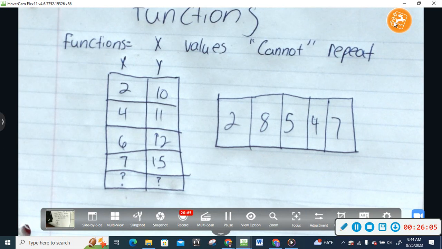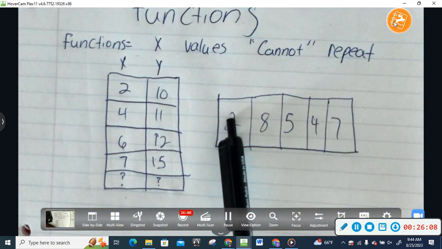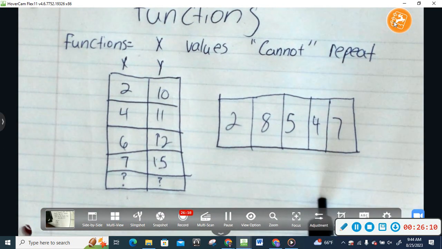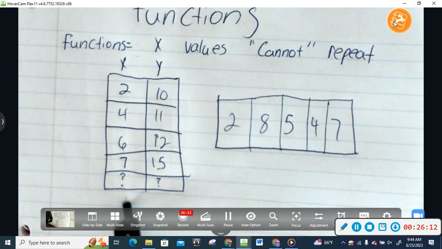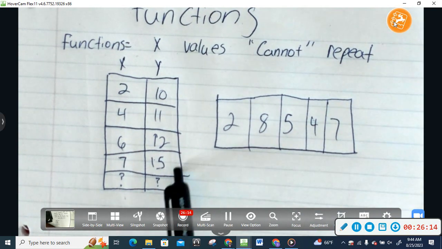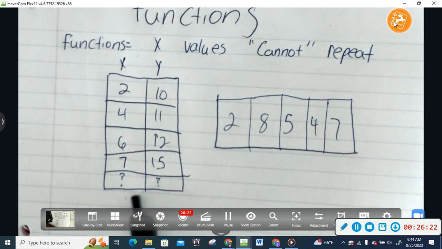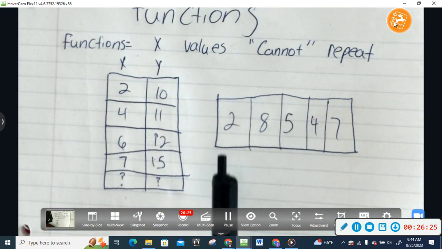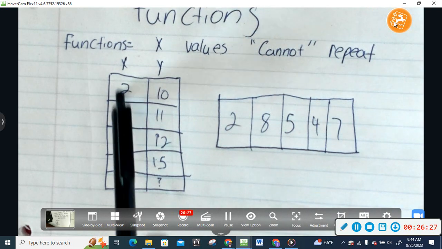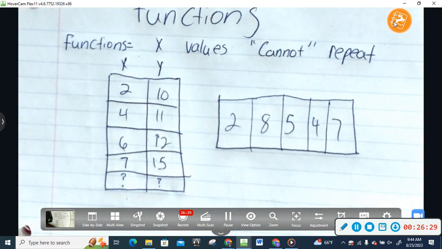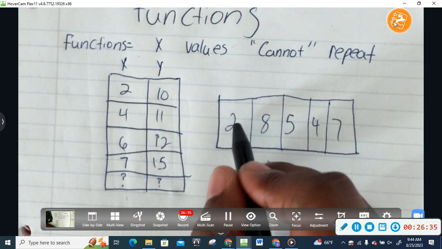Alright, so what I have to do is figure out which numbers from this answer choice box I can click and drag to both of these spots. Before I figure out what I can drag over there, which ones are off limits for the X values? Because that's my rule. X values can't repeat if I'm talking about functions. So, do I see any values over here that are already in my X column? Alright, 2 and what else? Good, 2 and 4, right? I see 2 right there, 4 right there, 2 and 4.